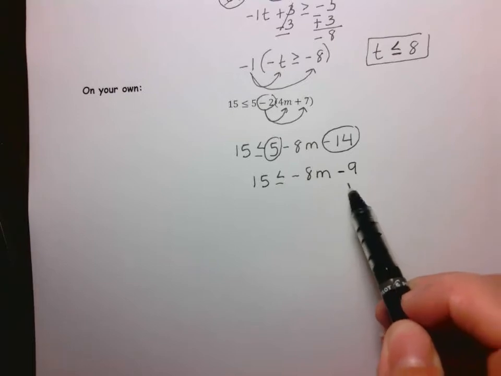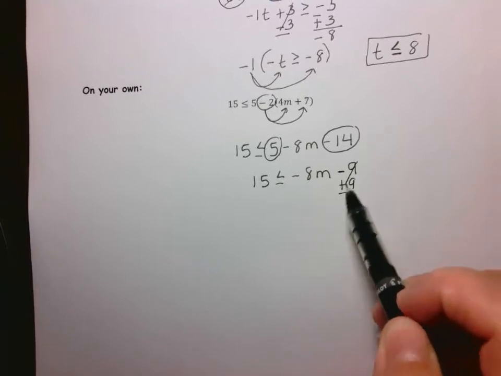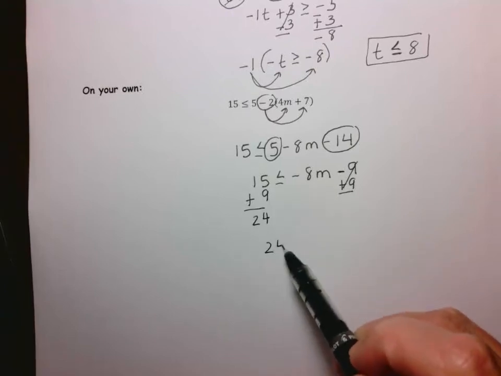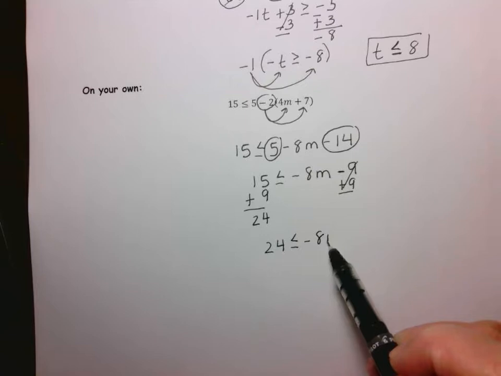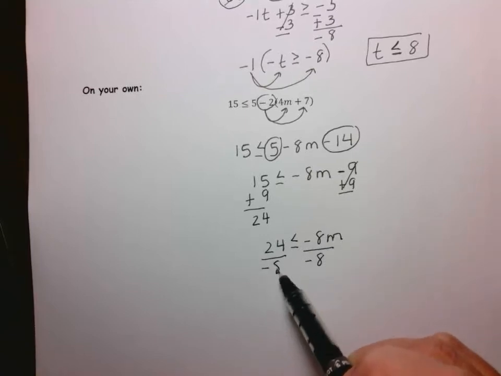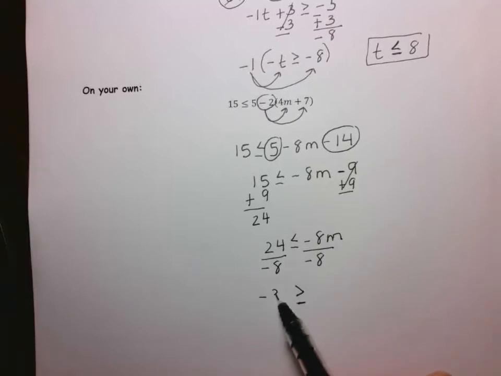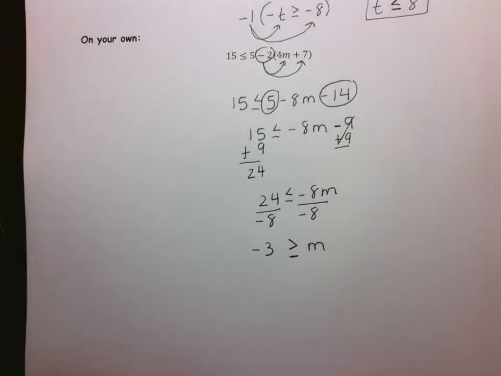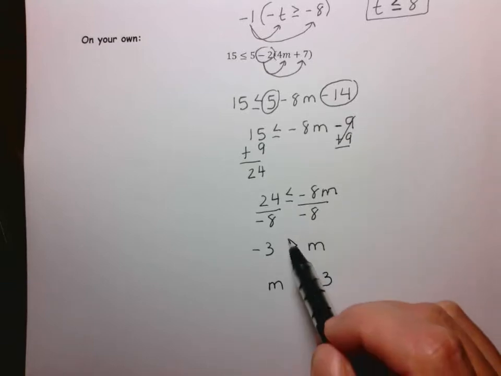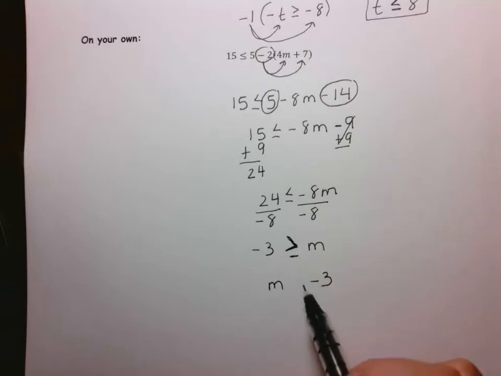Now I want to add 9 to both sides. Divide both sides by -8. Since I'm dividing both sides by a negative, I'm going to flip the sign. Now I want to rewrite it to put it in appropriate form. If the alligator is eating the -3 over here, the alligator has to be eating the -3 over there.